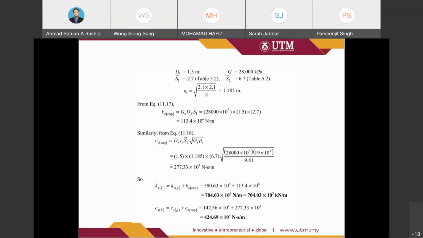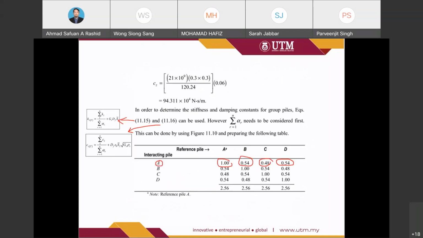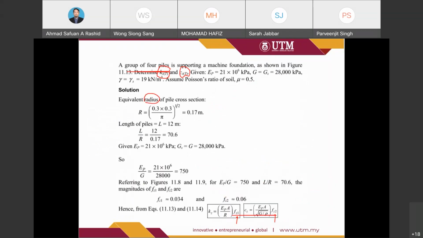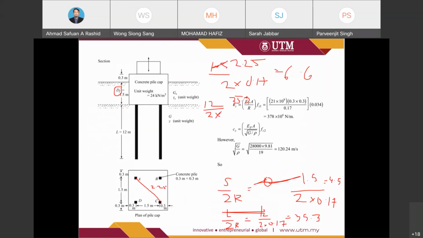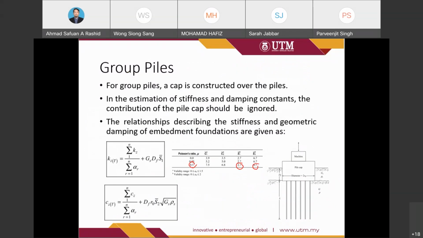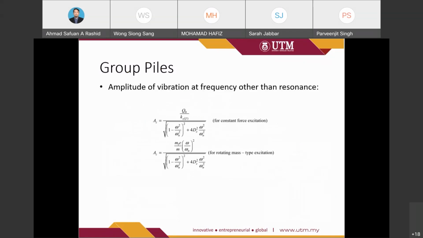Then R naught is equal to the square root of 2.1 times 2.1 over 5. What is the R naught? I need to find first what is the R naught. It is from the diameter. So R naught is the radius of the pile cap.